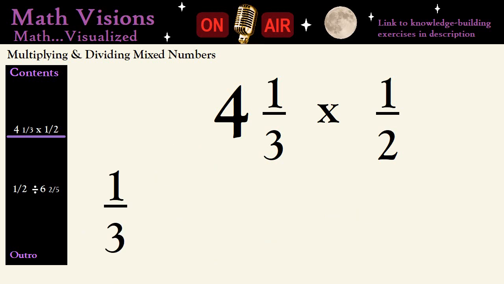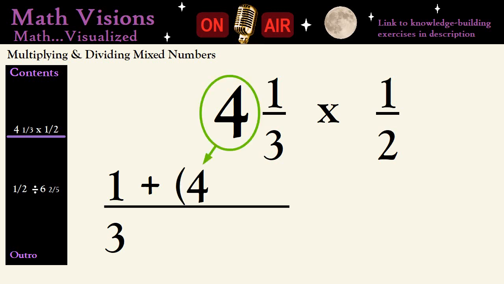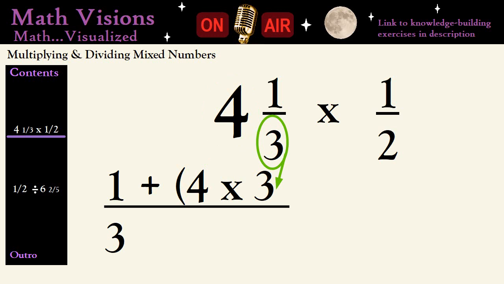First, we write the fraction portion of our mixed number, 1/3, by itself. Next, we extend our fraction line to the right, then write a plus sign after the 1. We then write an open parenthesis and write the whole number value from our mixed number, which is 4. Next, we write the multiplication symbol followed by the denominator value, which is 3. Finally, we write a closed parenthesis.